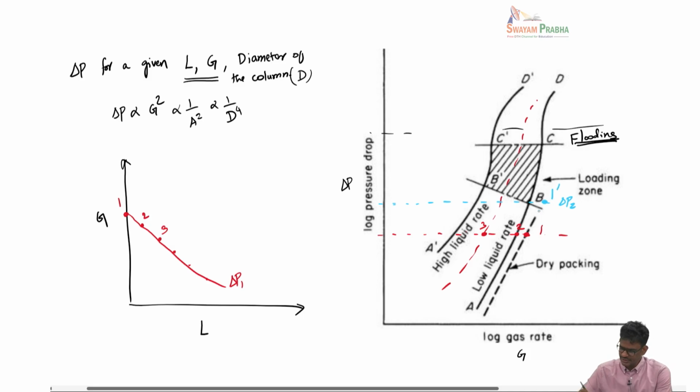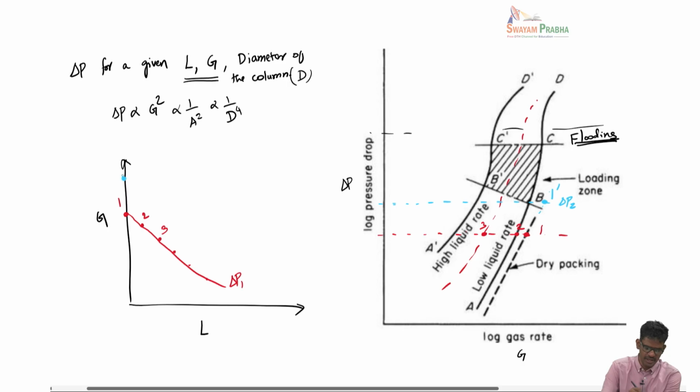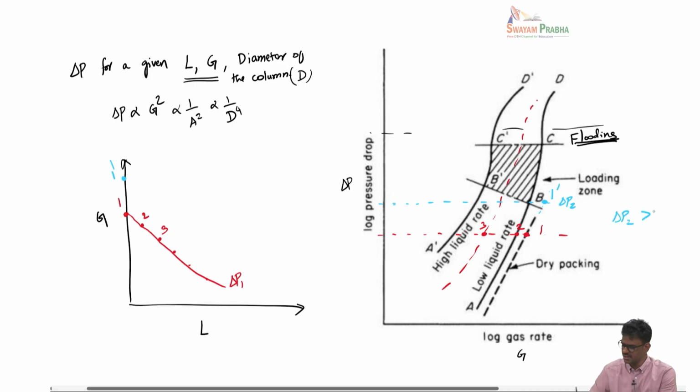1 prime is also in the dry packing, but clearly point 1 prime is actually above point 1 in the gas flow rate. So I should be locating 1 prime somewhere here. Again, liquid flow rate is 0, only gas is flowing. So this point 1 prime will be above 1, meaning pressure drop is more. Okay. Clearly this delta P2 is more than delta P1. So this is for delta P1.